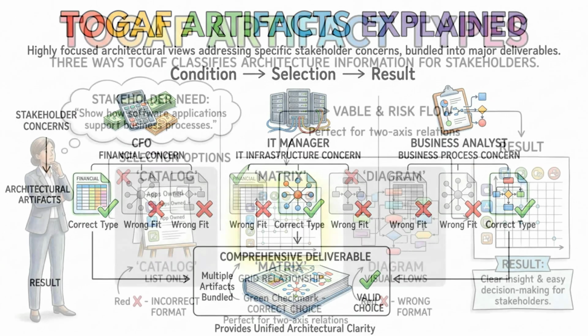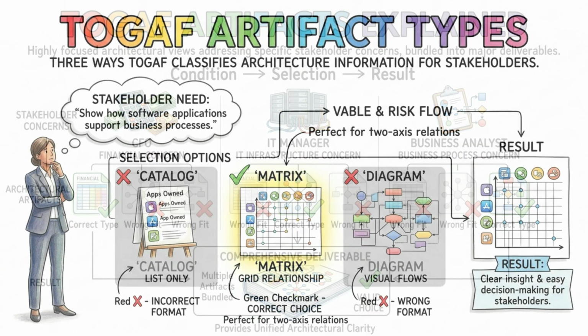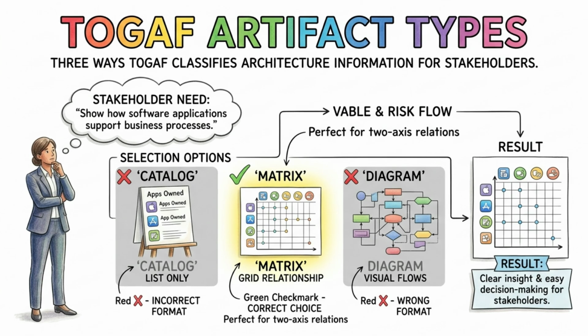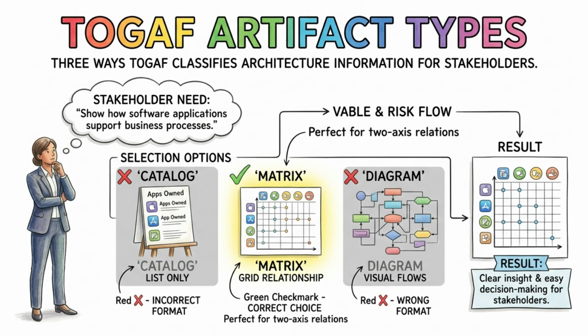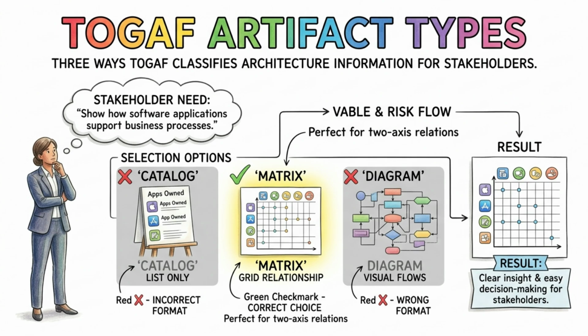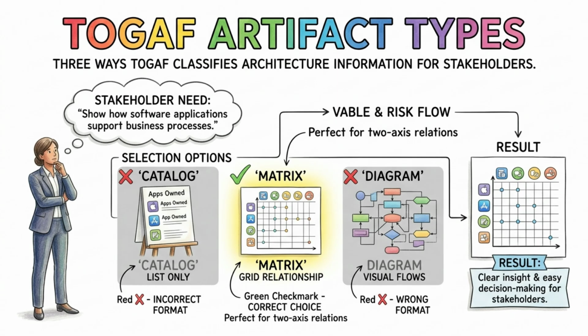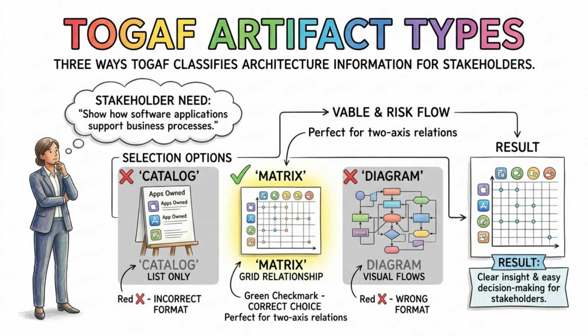The TOGAF content framework classifies all artifacts into three specific types, which are catalogs, matrices, and diagrams. Catalogs are simple lists of building blocks, such as a list of all software applications currently owned by the company. Matrices show the relationships between two different lists, such as a grid showing which software applications support which business processes. Diagrams are visual representations that show complex, multi-directional relationships using boxes, shapes, and connecting lines. The exam heavily tests your ability to choose the correct artifact type based on the specific information a stakeholder needs to see.